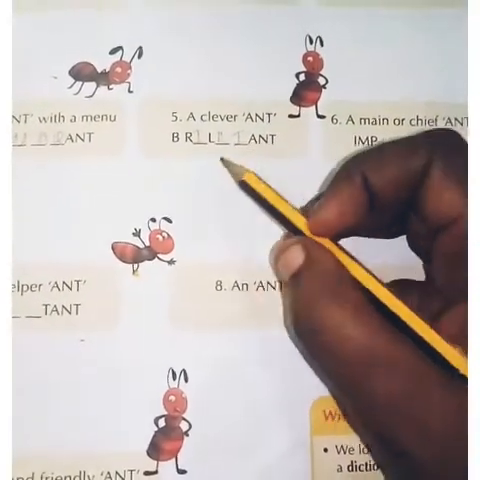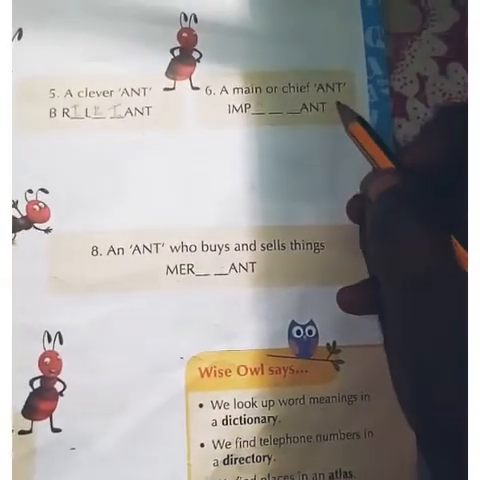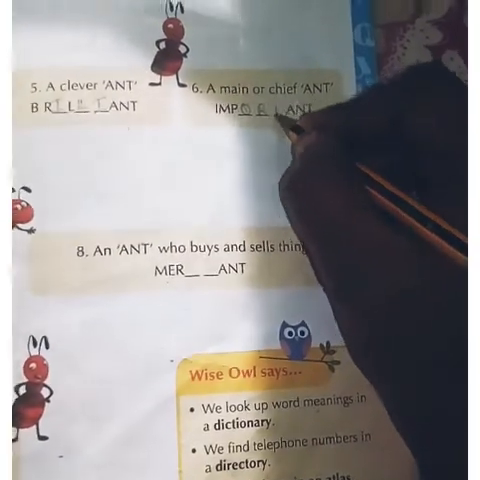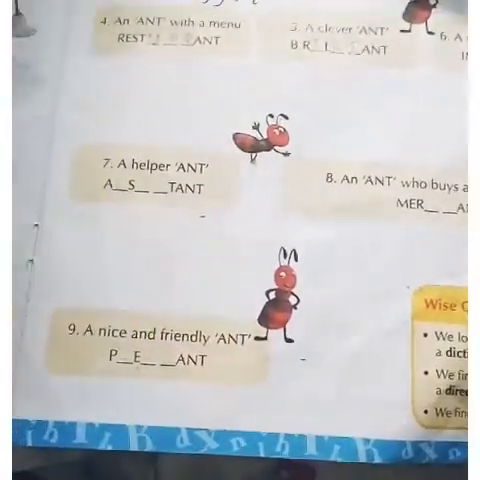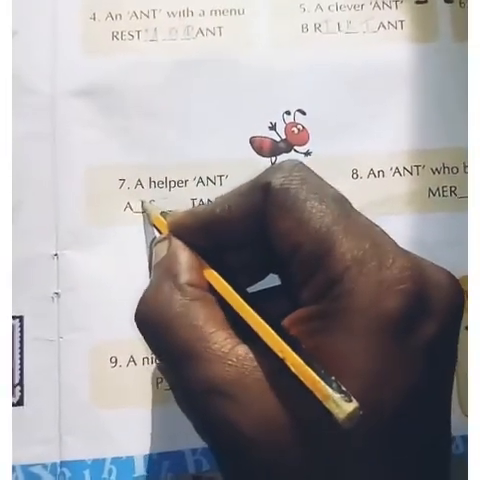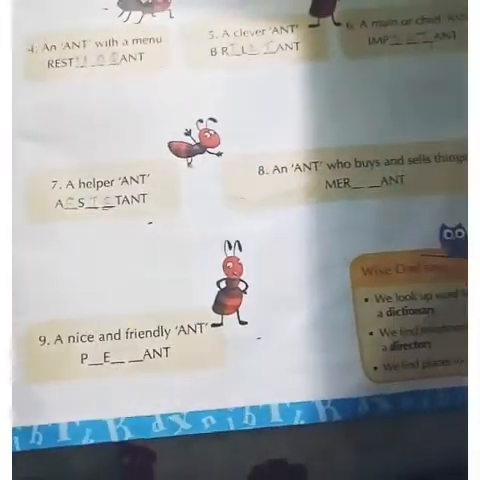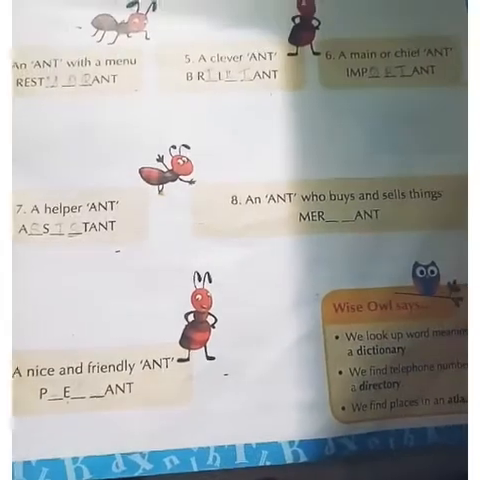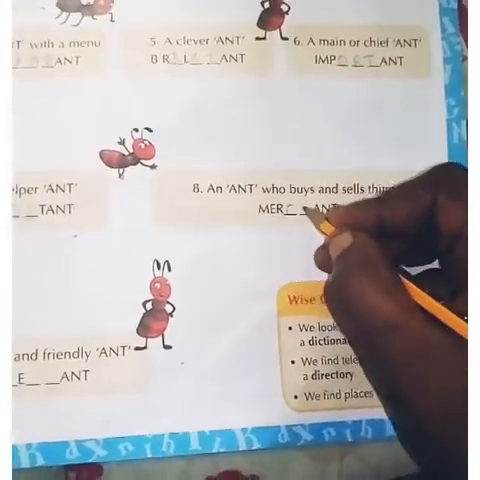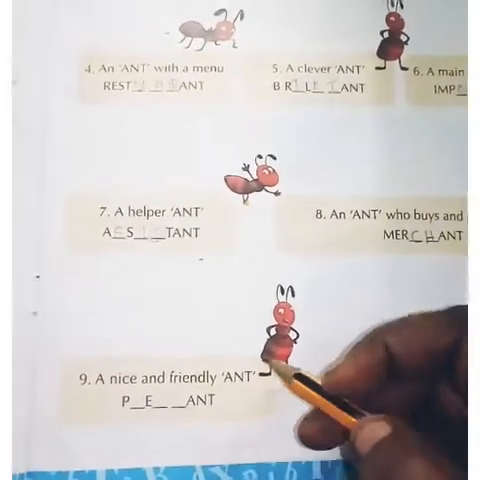A clever ant, what's the meaning? Brilliant. Then the sixth one, a main or chief ant. Important. Important. The seventh one, a helper ant. Helper ant means assistant. Assistant. Then the eighth one, an ant who buys and sells things. Merchant. Merchant. The ninth one, a nice and friendly ant.